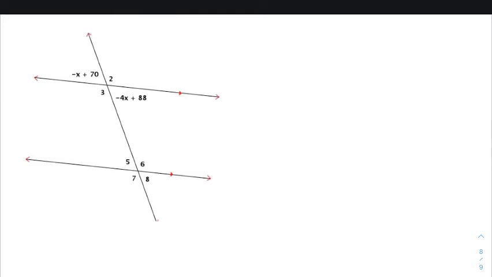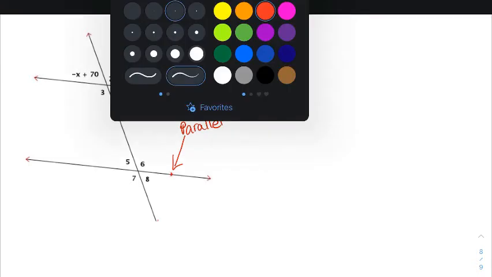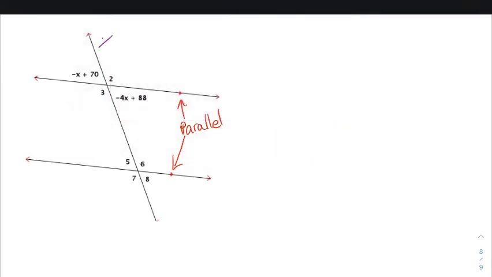Okay, so here we have, again, parallel lines, and we know these are parallel lines because we have our little flags on our lines, so they're parallel. And we are also cut by a transversal. Here's our transversal.